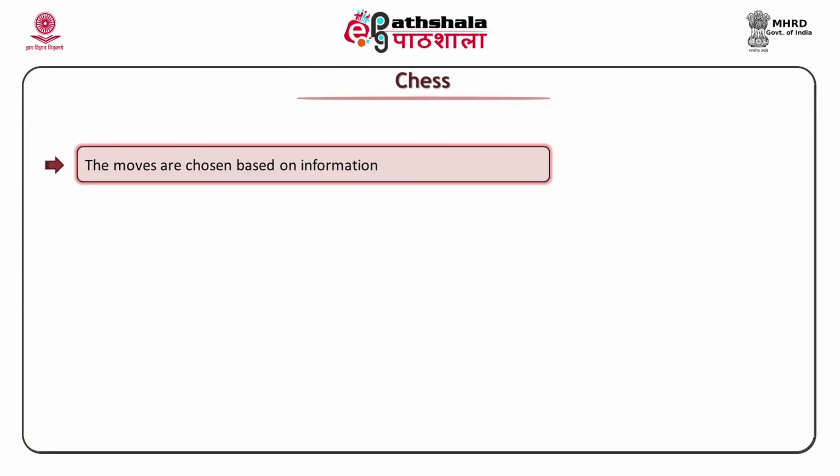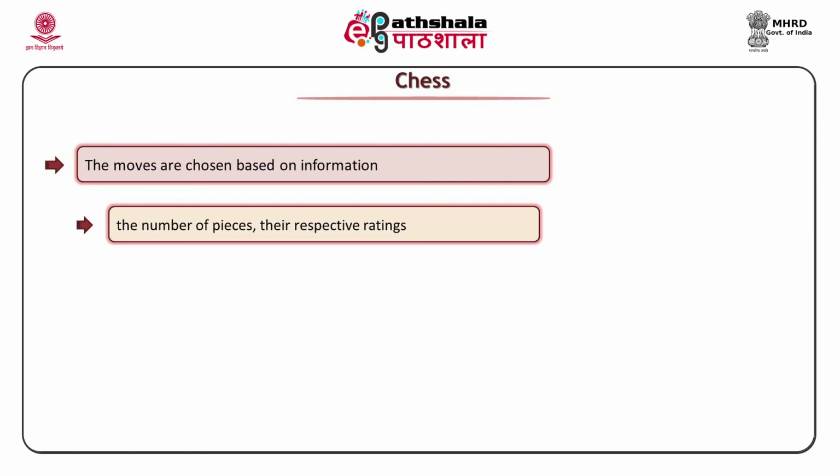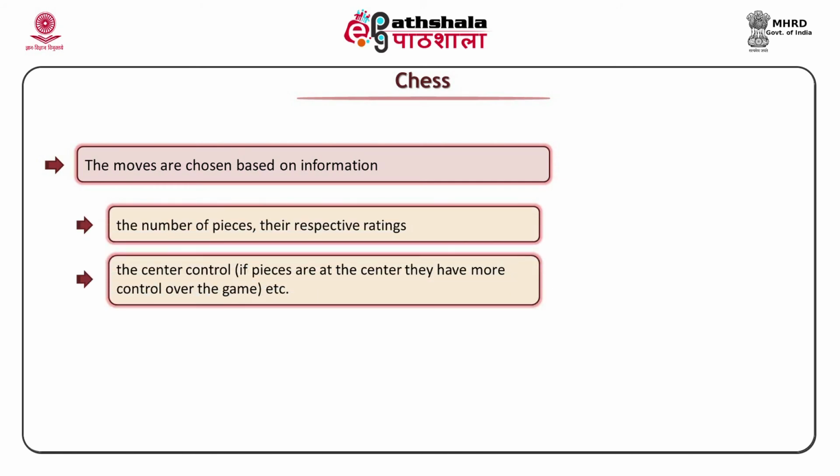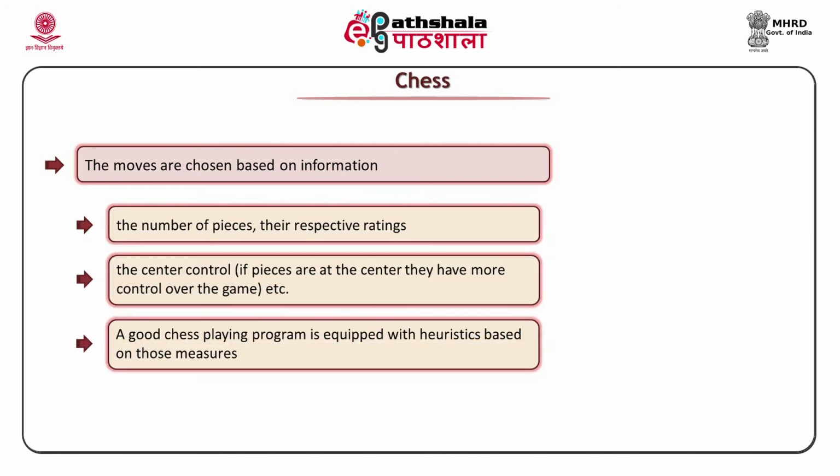And here are some heuristics that most chess programs use. Number of pieces, and their respective rating. For example, the queen is rated much higher than others, and the king is rated much higher than everybody else, and so on and so forth.